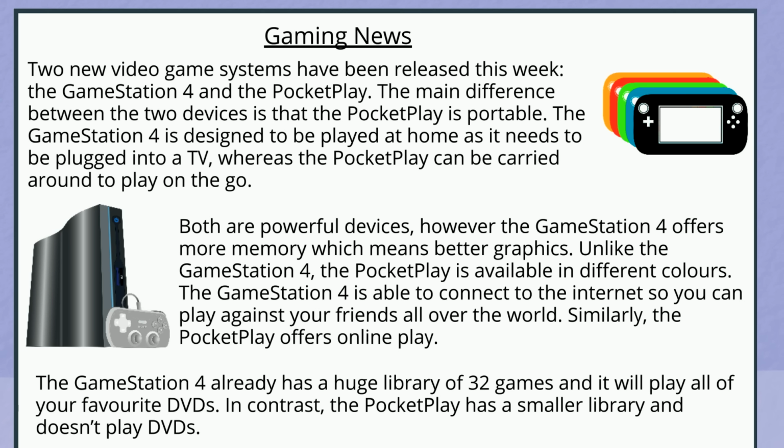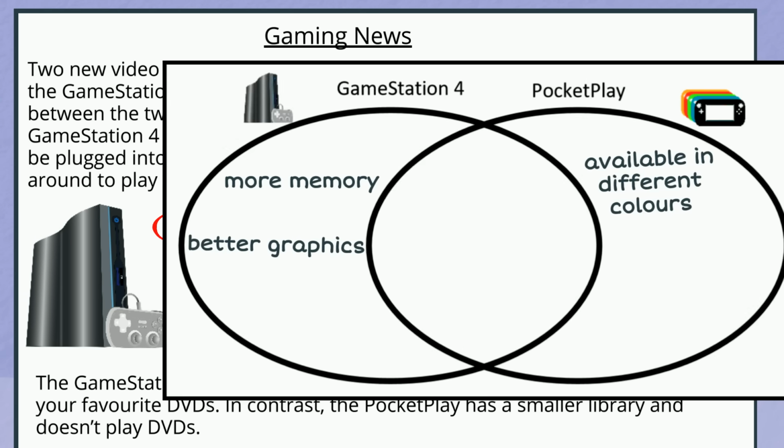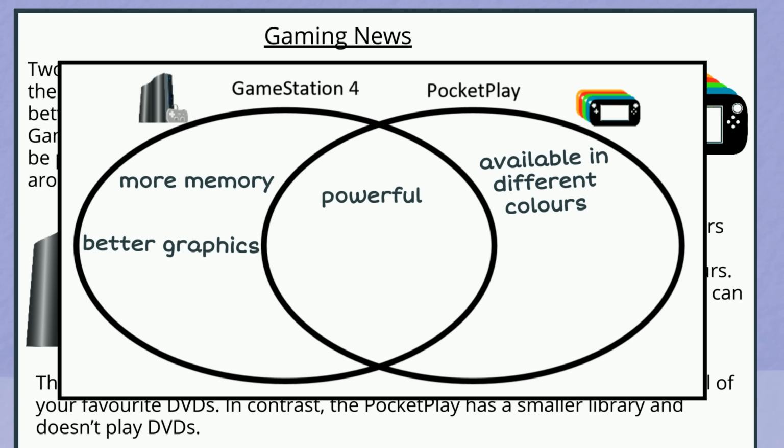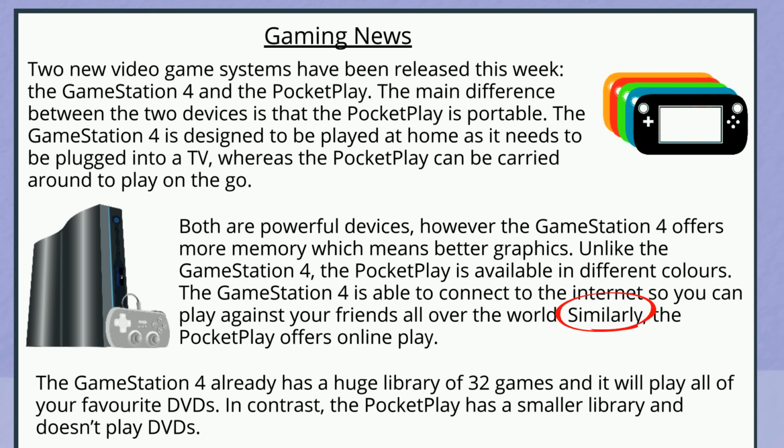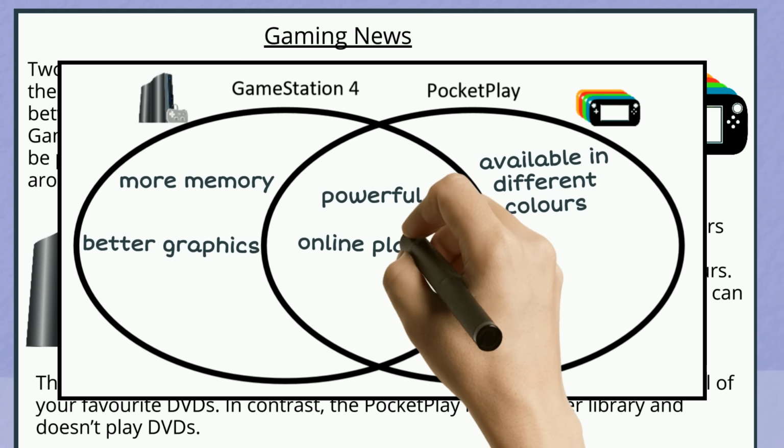Here's another signal word, both. It tells us that there is a similarity. Can you see what it is? They are similar in that they are both powerful. I also found the word similarly. This word tells us that the author is highlighting how the 2 systems are similar. They both have online play.